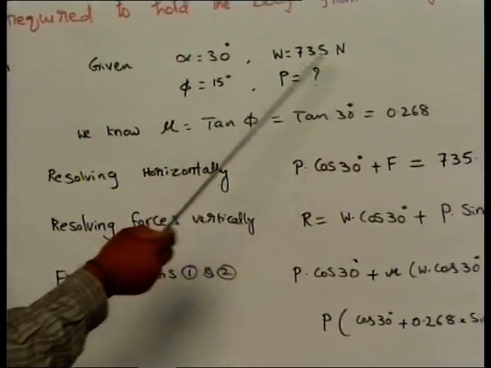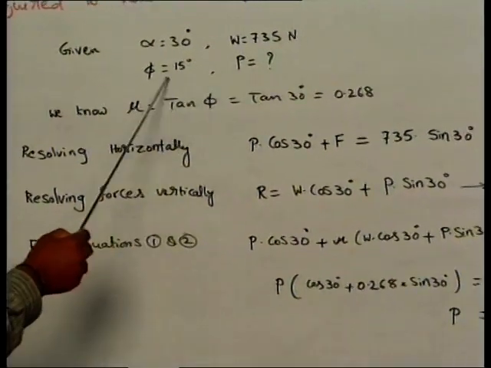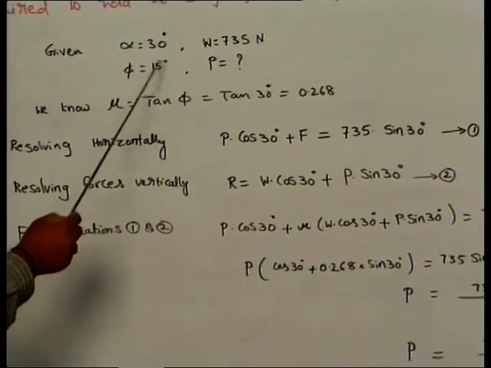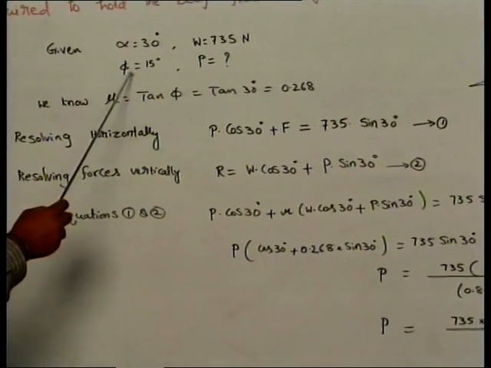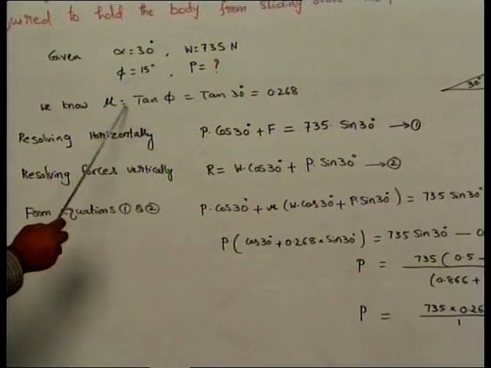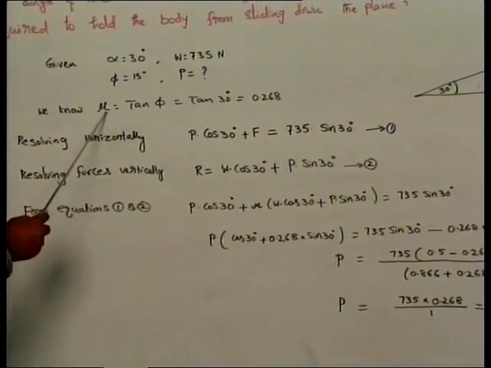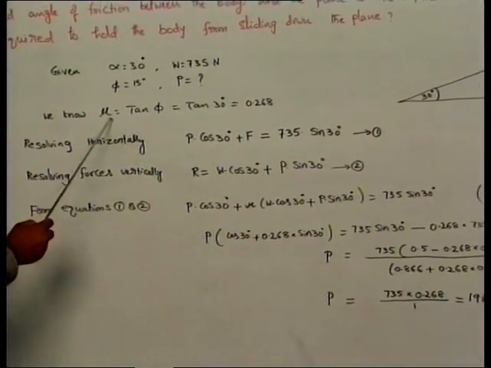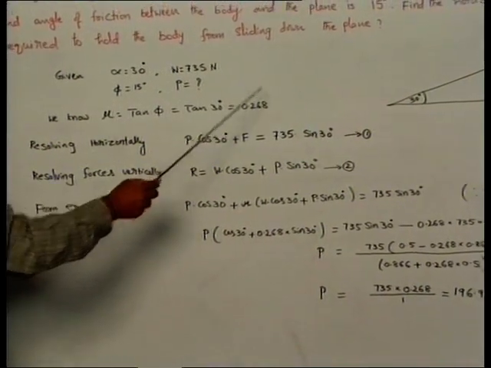So this is the data given: alpha is 30 degree, W is 735 Newton, phi is 15 degree, that is the angle of friction. When you know phi, the angle of friction, we can find the coefficient of friction, because we have the formula mu is equal to tan phi. From this, the coefficient of friction is 0.268.